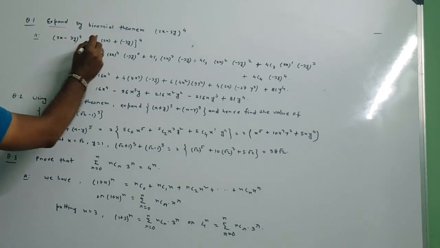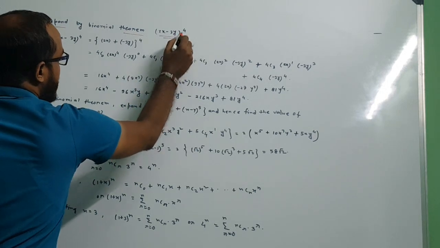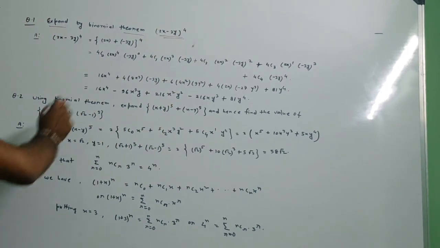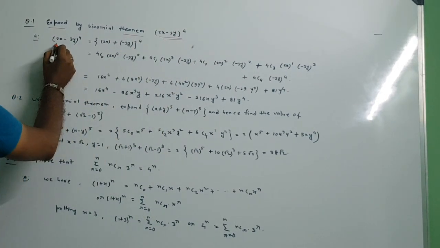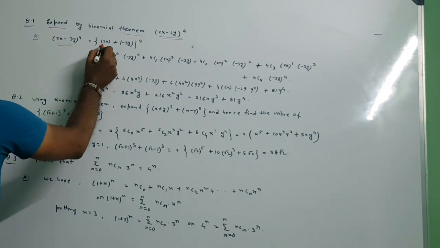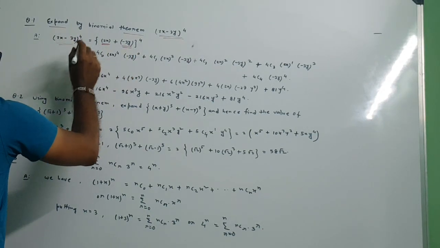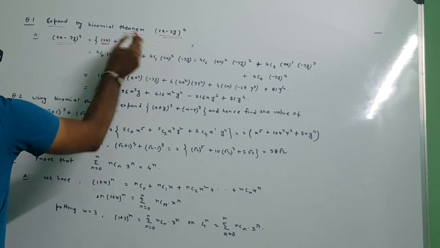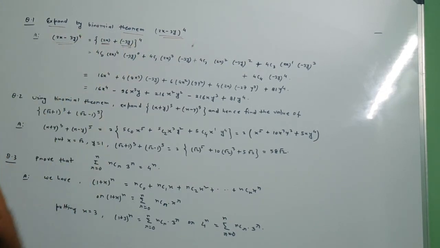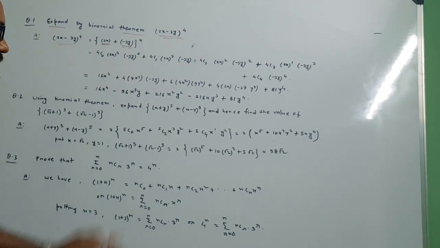First question is expand by binomial theorem (2x minus 3y) to the power 4. See, we can write this term as 2x minus 3y, we can write this as a plus b or x plus y. So 2x plus or minus 3y to the power 4. That means we have to write the terms up to 4 terms.